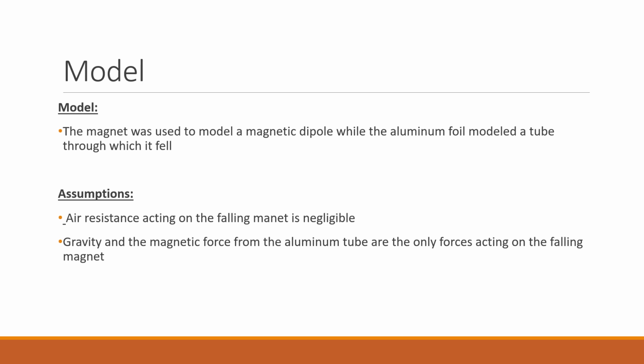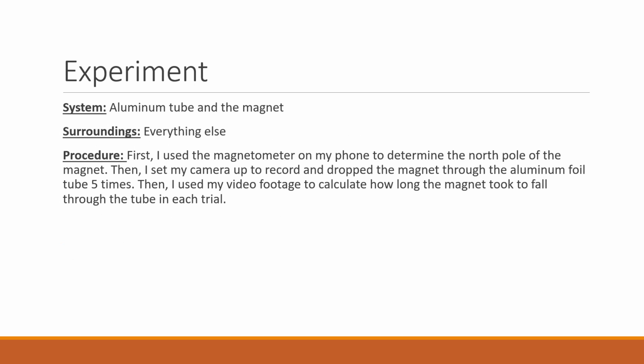And that allows us to equate the magnetic force and the gravitational force equal to each other, because we know that in our velocity versus time graph, when the slope is equal to 0, then the net force on the system is equal to 0. So you know that gravity and magnetic force have to balance out. So then you can find your magnetic force via that manner. And then the system is the aluminum tube, and the magnet surroundings are everything else.